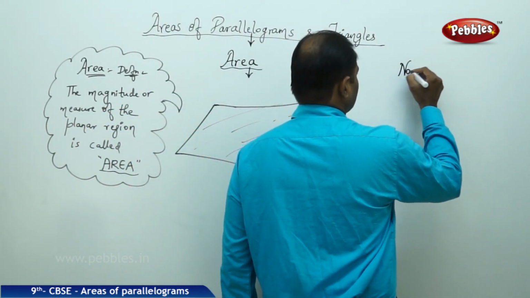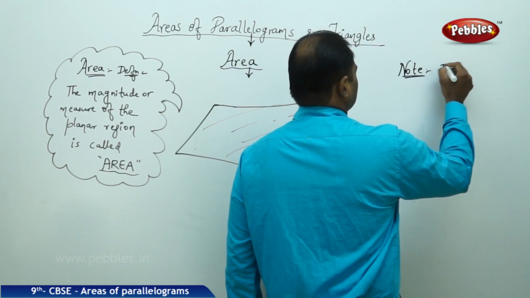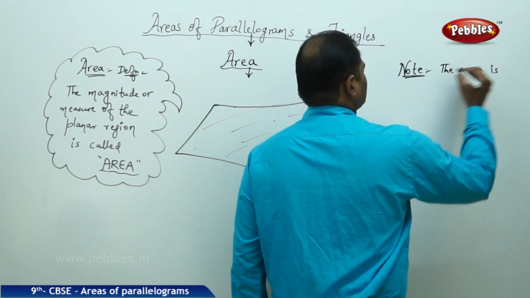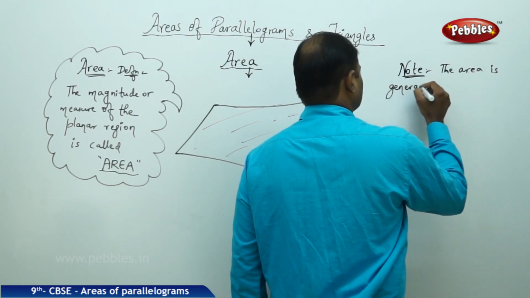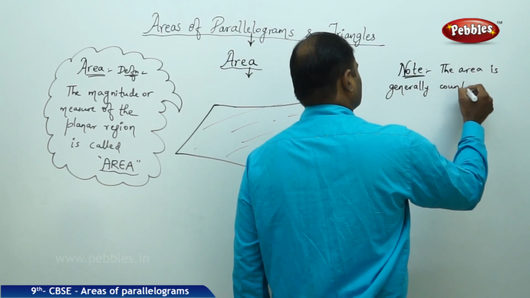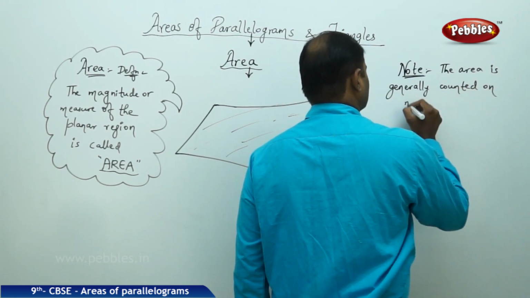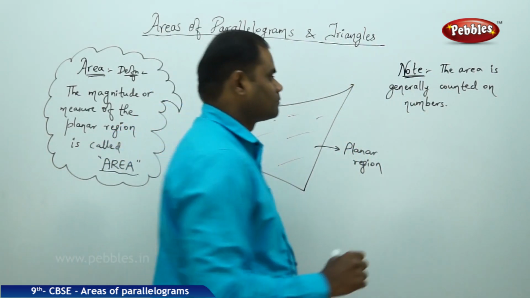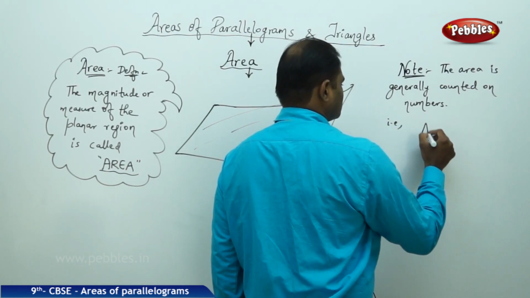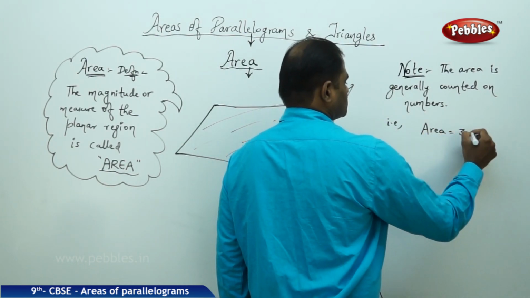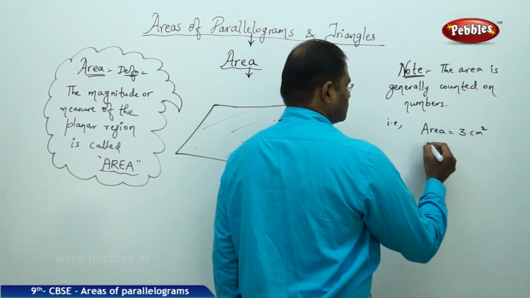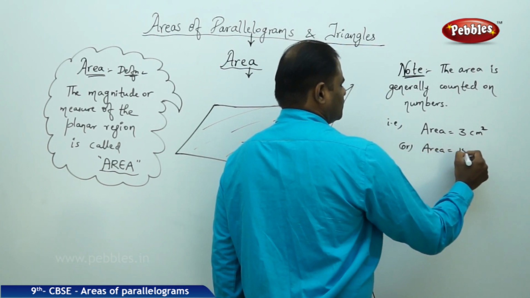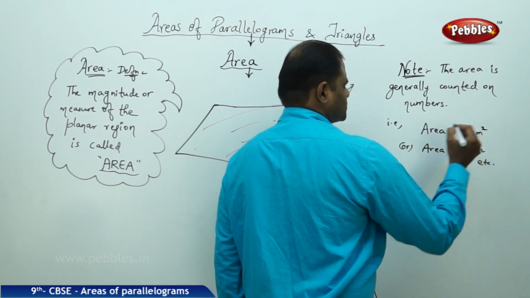So this is a very important note. The area is generally counted in numbers. That is, area equals 3 centimeters square, or area equals 15 centimeters square, etc.